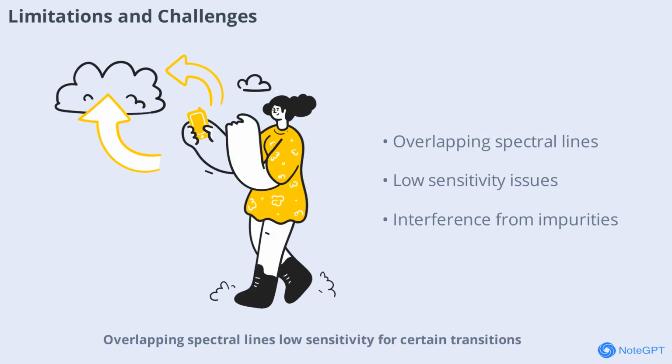Despite its power, electronic spectroscopy has limitations. Overlapping spectral lines, low sensitivity for certain transitions, and interference from impurities can complicate analysis. Researchers must carefully design experiments and interpret data to overcome these challenges. Ongoing advances in instrumentation and methods continue to expand the capabilities of electronic spectroscopy.